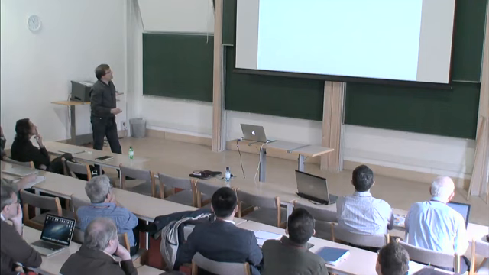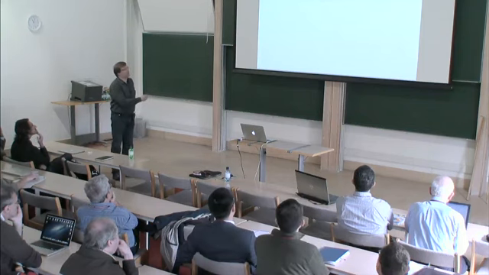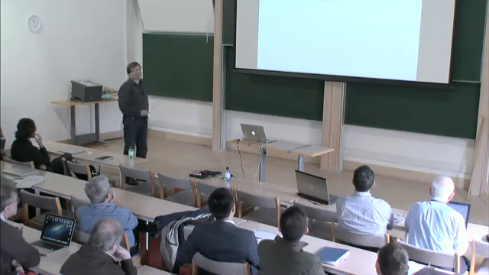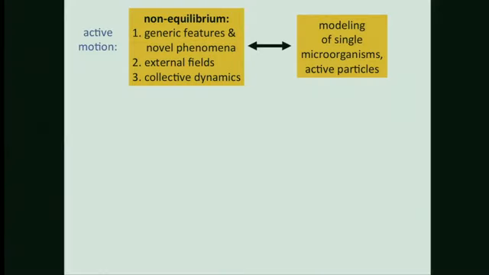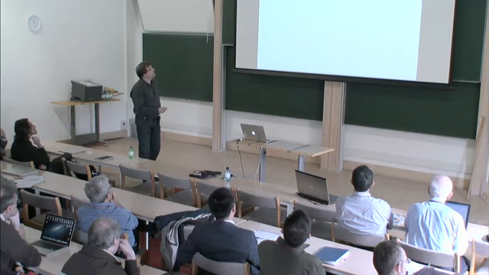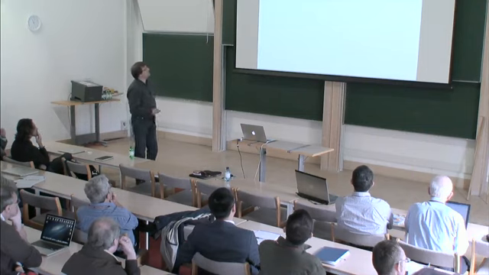Okay, so what interests me here is a whole list of questions. So first of all, everything happens here out of non-equilibrium. So I'm interested in finding new generic features of this active motion. I'm interested in what external fields do to active motion and what the collective dynamics is. And on the other hand, we model basically single microorganisms, how they swim. So we want to understand how they swim, but we also want to think about active swimmers, how they function.